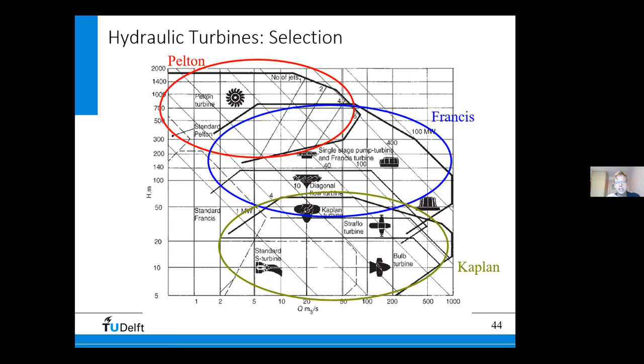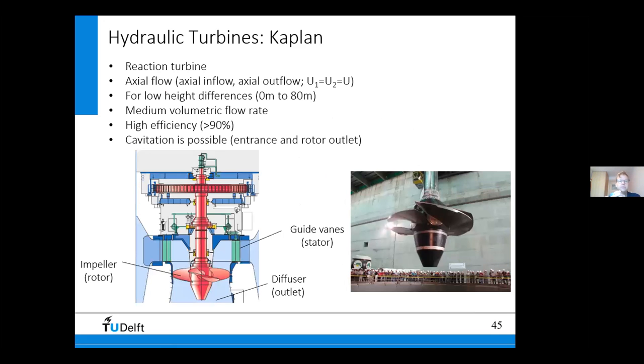Pelton, Francis, and Kaplan. So the Kaplan is the axial one. It has a low head difference, high flow rate, and they're quite high-speed. And they have a risk of cavitation. So here is a typical one where you have the inlet, the guide vanes, and the outlet, how it typically looks. And you can see the size, how big they are. They're incredibly big. And that's true for hydraulic turbines in general, they're very big.